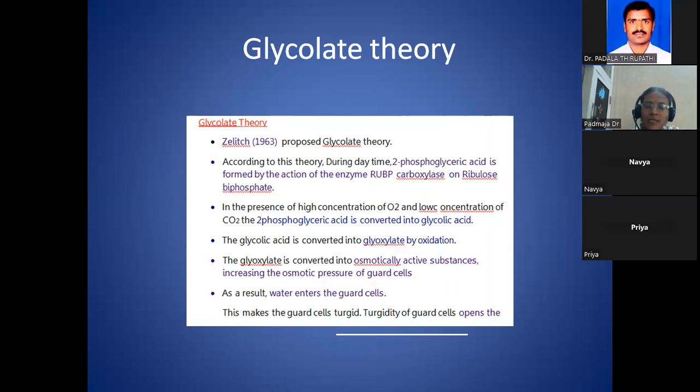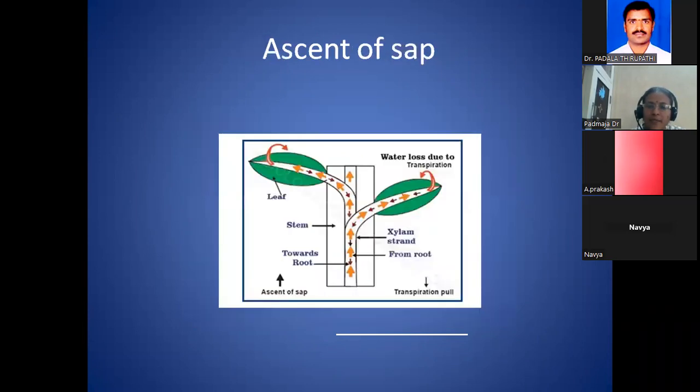So the glyoxylate is converted into an osmotically active substance, which increases the osmotic pressure of the guard cells. Whenever the osmotic pressure increases, water from the subsidiary cells enters into the guard cells, and the cells become turgid and the stomata will be open. Like this, the mechanisms take place for the stomata to open or close. By this opening and closing of stomata, transpiration takes place.